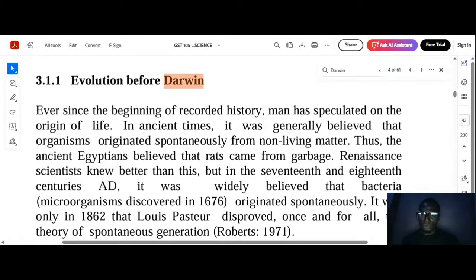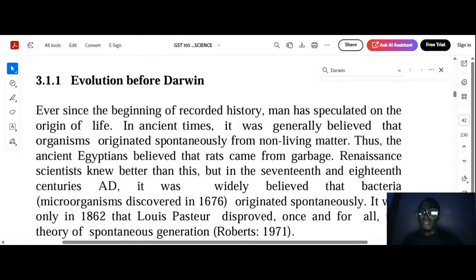Originally, we have looked for the meaning of the word spontaneous. It's part of the words in your word bank now. I can remember the time we looked for the meaning of that word along with renaissance. Now you help me to look for the meaning of speculated. Look for the meaning of the word speculated while I start reading the evolution before Darwin.